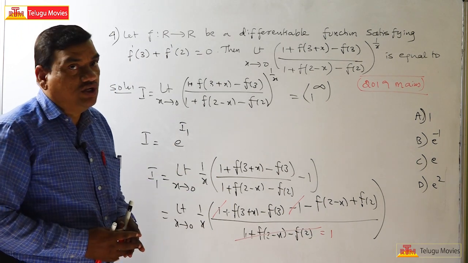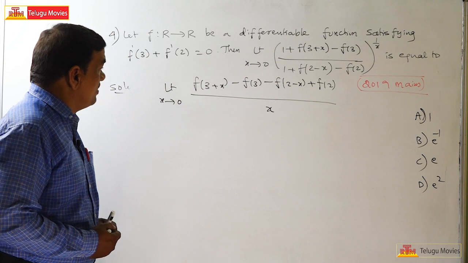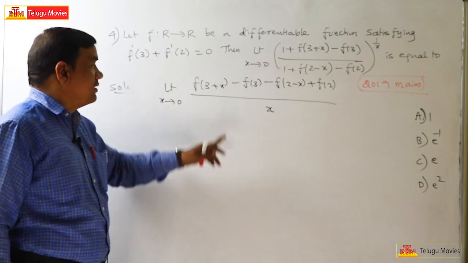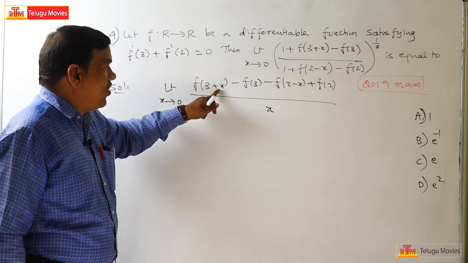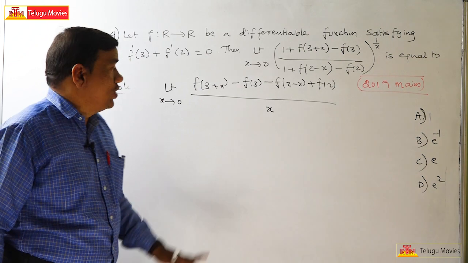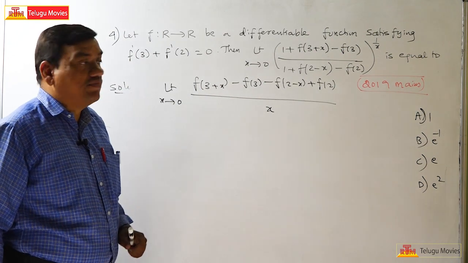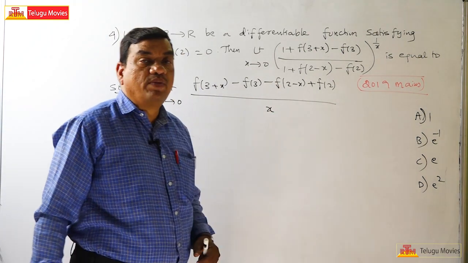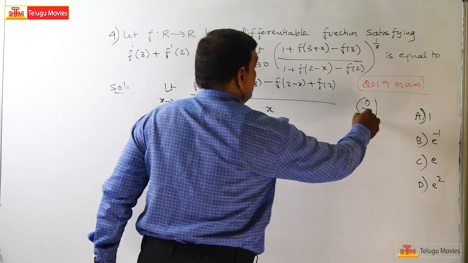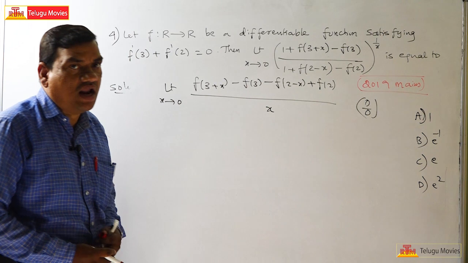So let us continue the solution with the remaining calculation. As x approaches 0, substitute 0 here. This is f of 3 minus f of 3 minus f of 2 plus f of 2. The f of 3 minus f of 3 will get cancelled, and minus f of 2 plus f of 2 will get cancelled. So we will get the 0 by 0 form. Then we will apply the L'Hopital rule.